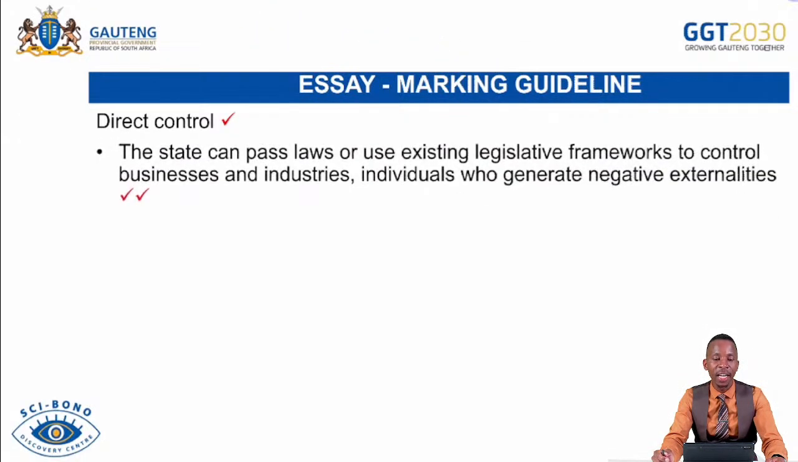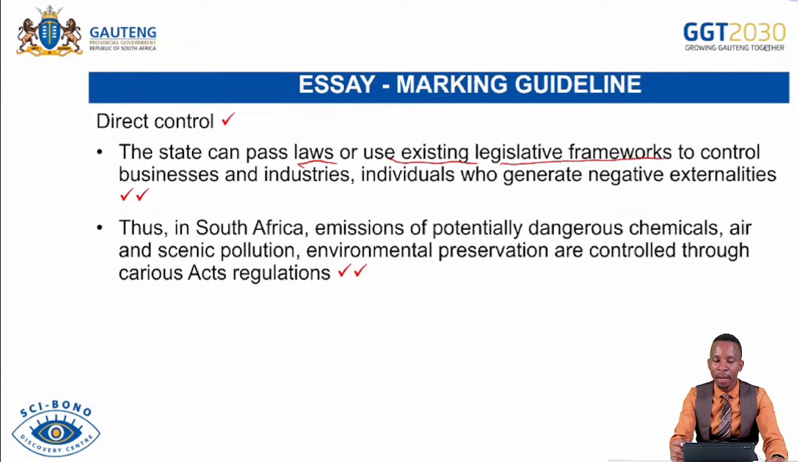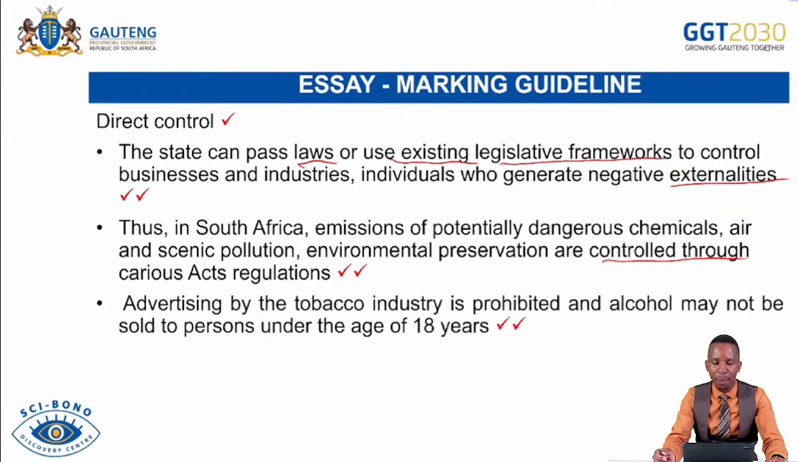That's where the government intervenes directly. So that has been explained in the previous slide. The state can pass some laws or use the existing legislative framework to control businesses, industries, and individuals who generate negative externalities, so that these externalities are reduced. Thus, in South Africa, emissions of potentially dangerous chemicals, air and arsenic pollution, and environmental preservation are controlled through regulations. And then advertising by the tobacco industry is prohibited, and alcohol may not be sold to persons below the age of 18.